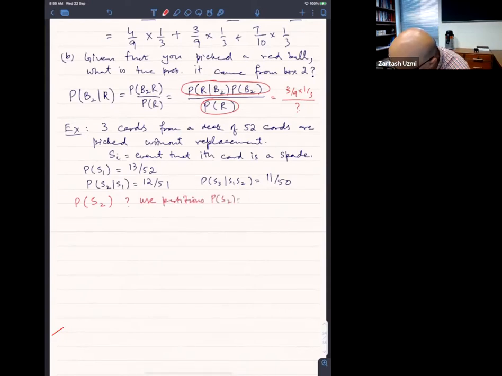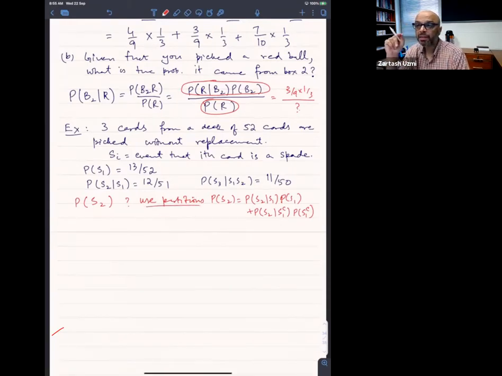So probability of S2 would be equal to probability of S2 given S1 into probability of S1 plus probability of S2 given S1 complement into probability of S1 complement. So note that S1 and S1 complement, they are mutually exclusive and exhaustive. Partitions के लिए ये necessary है कि all those Ei's must be mutually exclusive and exhaustive. तभी हम ये conditioning कर सकते हैं इस तरह. So probability of S1 given S2.